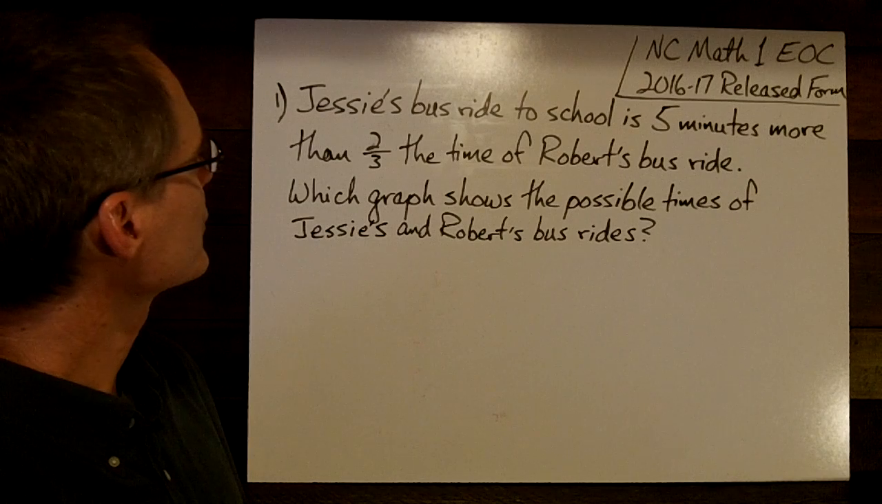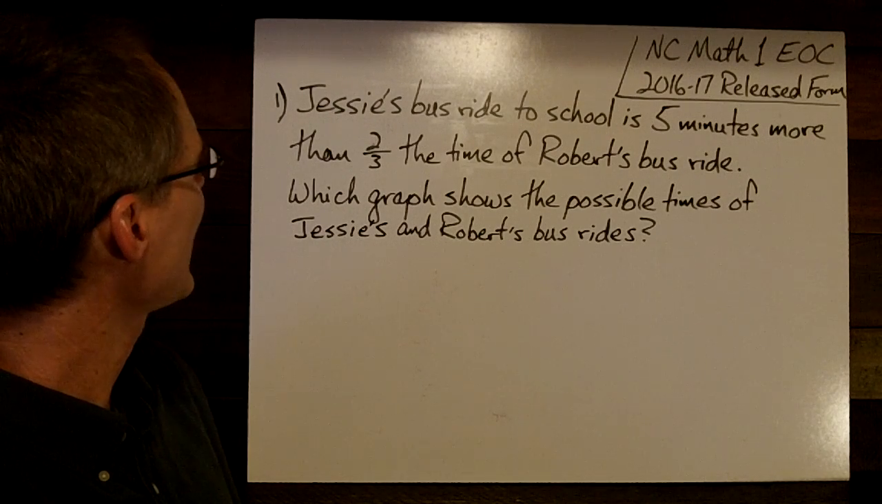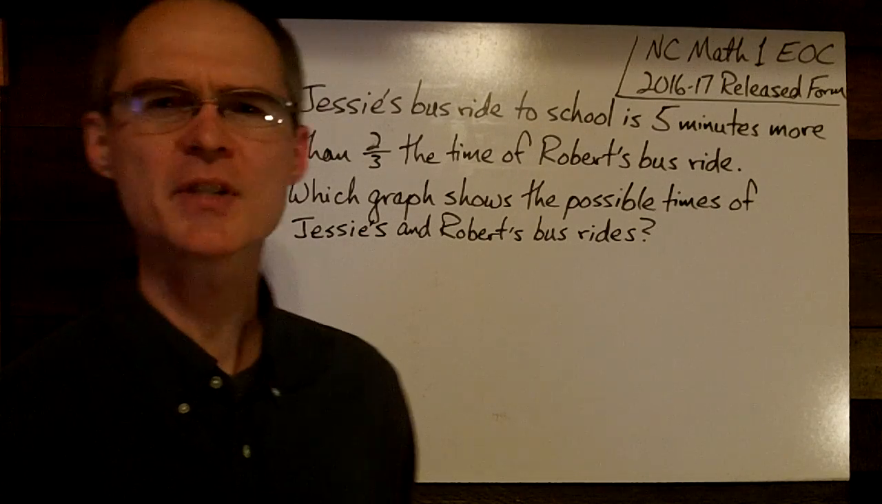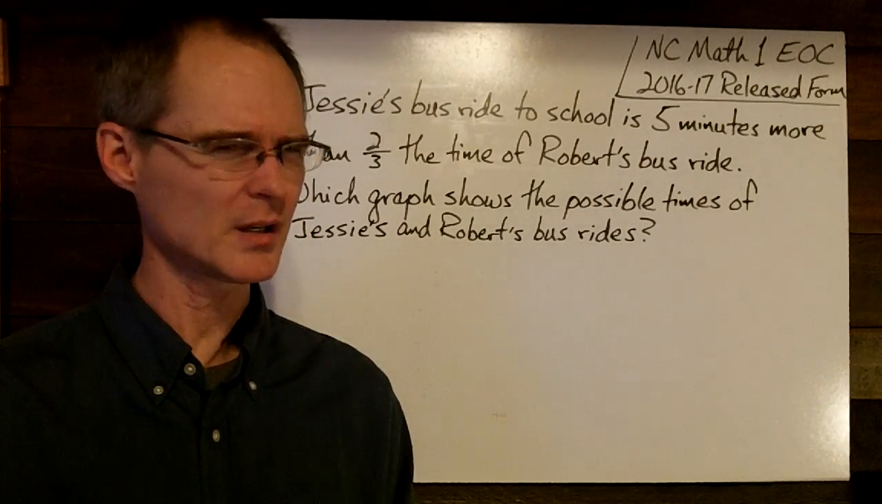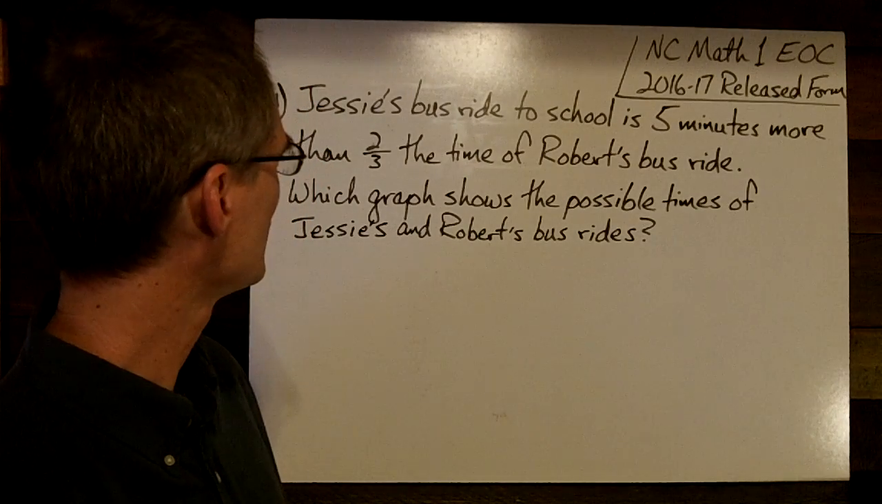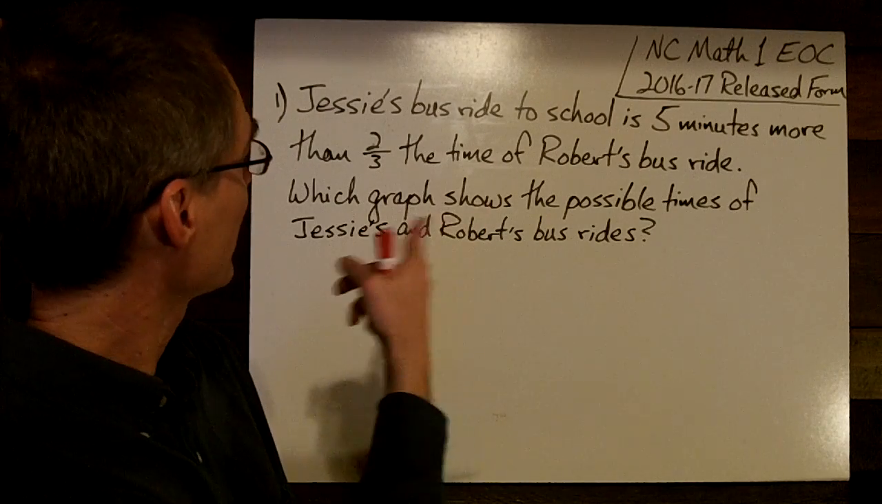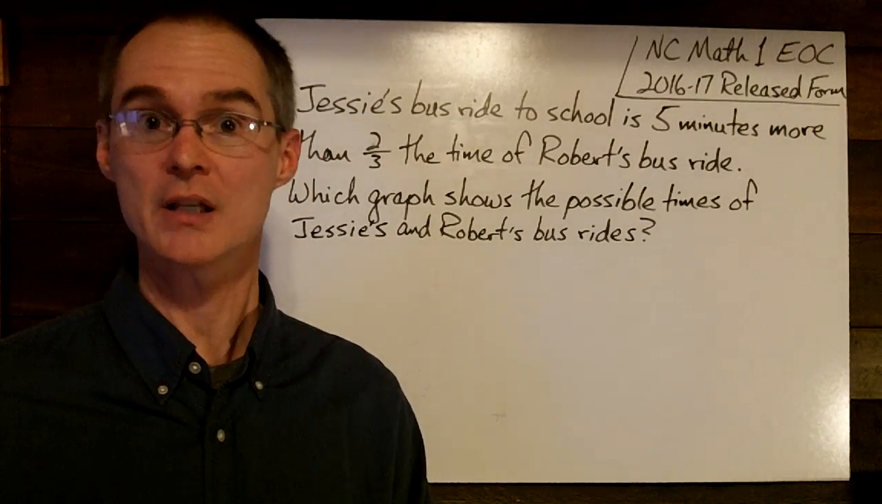Jesse's bus ride to school is 5 minutes more than 2/3 the time of Robert's bus ride. Okay, and I'm going to stop right there and notice that this question is a little bit confusing. I'm not entirely sure what it's saying, except it's apparently telling me something about how long Jesse's bus ride is and how long Robert's bus ride is.